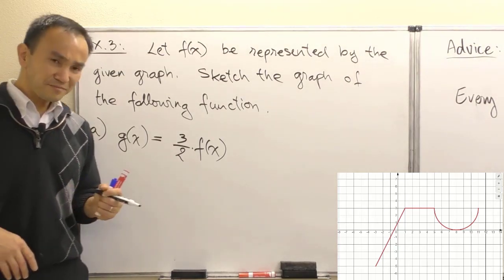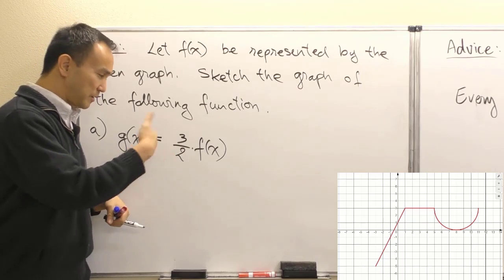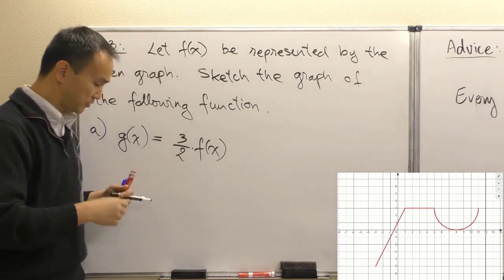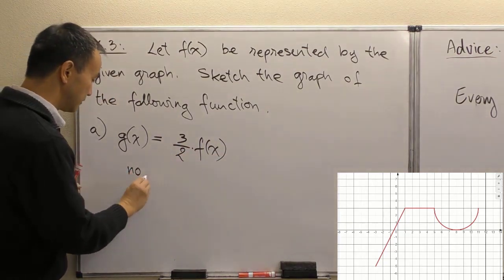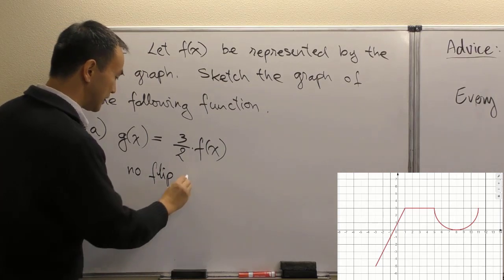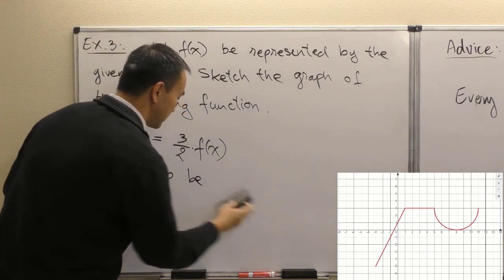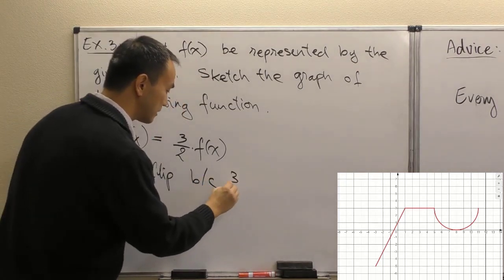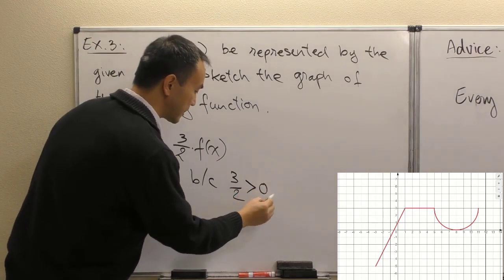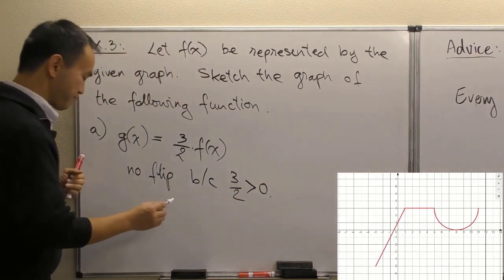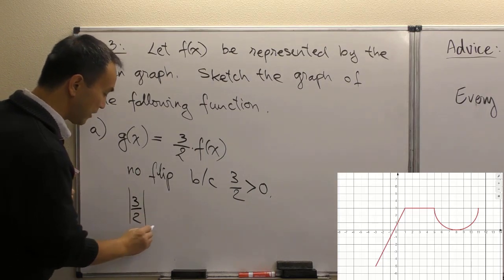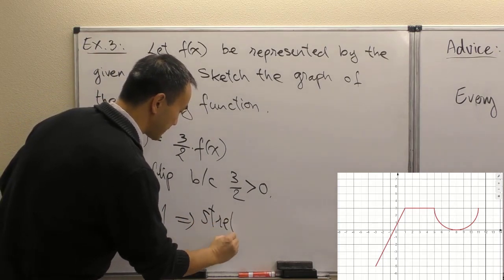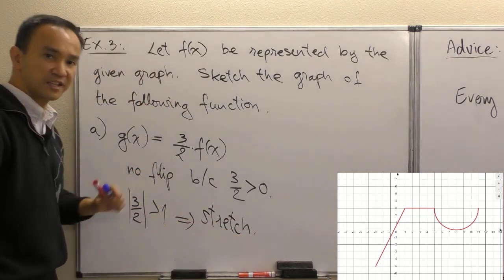The coefficient here is positive, so I'm expecting no flip. Let me write it in short writing, as this is just the thought process. No flip because the coefficient c, 3/2, is greater than 0. But then this 3/2 in absolute value is greater than 1. That means we know it's going to be a stretch, a vertical stretch. So no flip, and then there's a stretch.